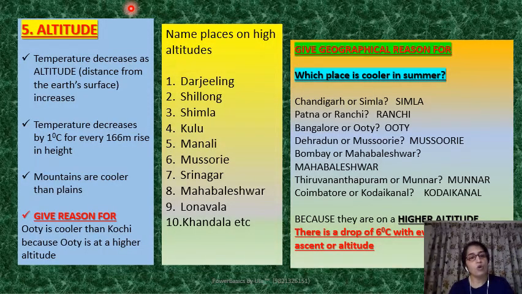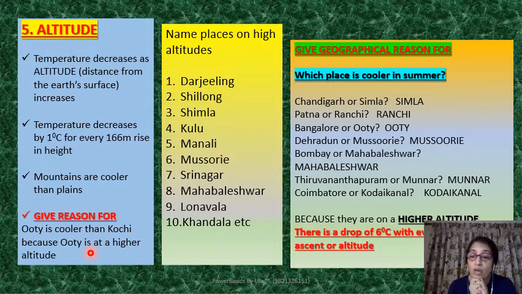Now comes the point of altitude. Temperature decreases as altitude, the distance from the Earth's surface, increases. The higher you go, the cooler it is. Mahabaleshwar is cooler than Mumbai. Jammu and Kashmir, Srinagar is cooler than Udhampur or Jammu, right? So, the temperature decreases by 1 degree centigrade for every 166 meter rise in height. So, mountains are cooler than plains. Give reason for Ooty is cooler than Kochi. So easy. Ooty is on a hilltop because Ooty is at a higher altitude.